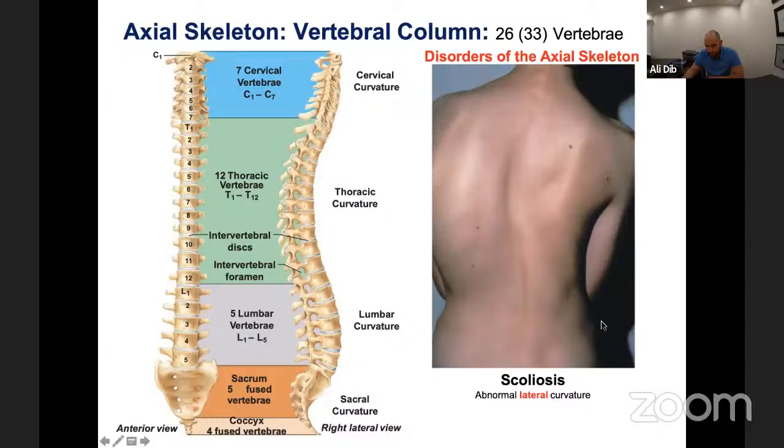Conversely, if you look at the hip level, you'll notice that on the concave level, at the level of the hip, that's going to be the hip that is elevated, whereas the convex one is going to be the hip that's going to be depressed.